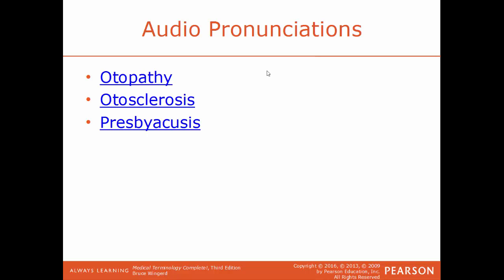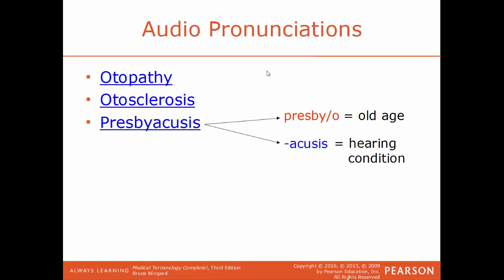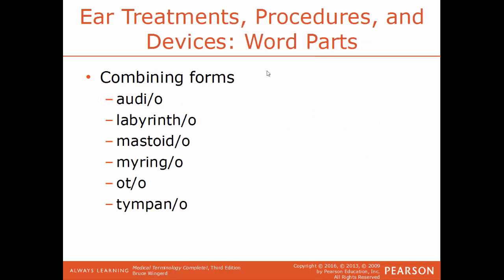Presbyacusis. This is a loss of hearing that is natural as we get older. So this is age-related hearing loss. If we break down that term, presby references old age, and acusis, a hearing condition, the loss of hearing due to aging. Now we'll talk about some ear treatments, procedures, and devices.